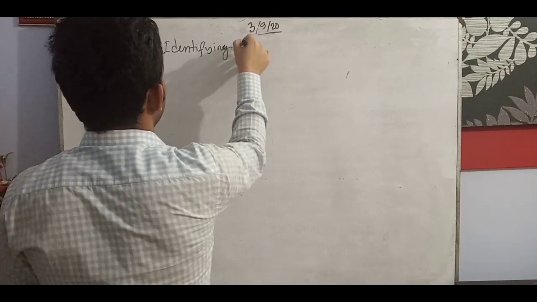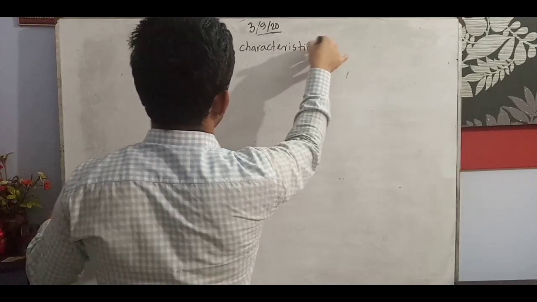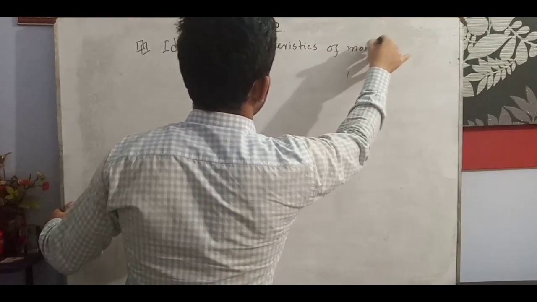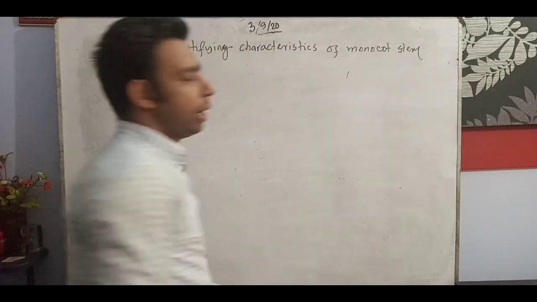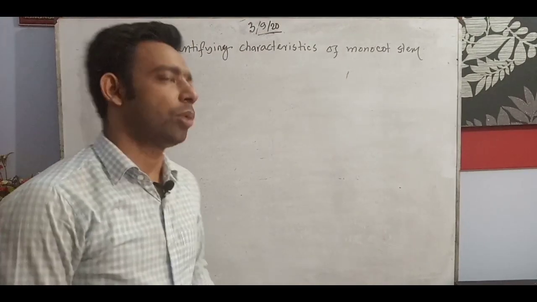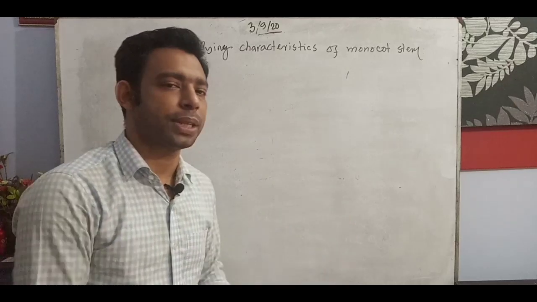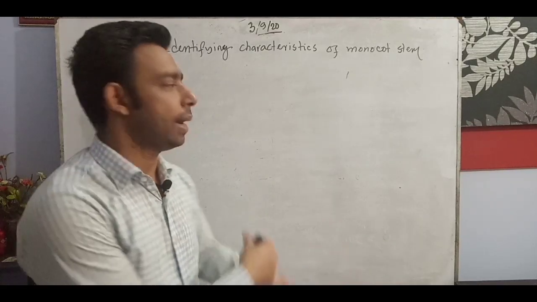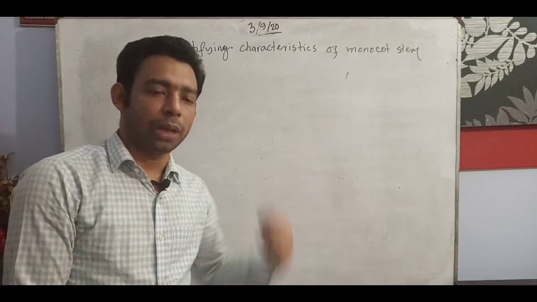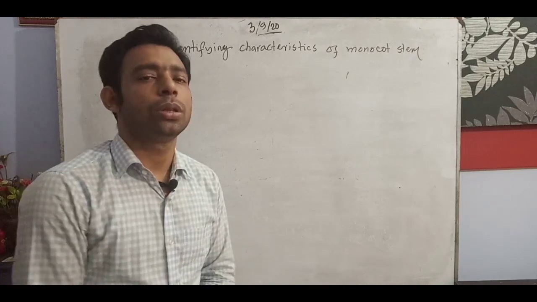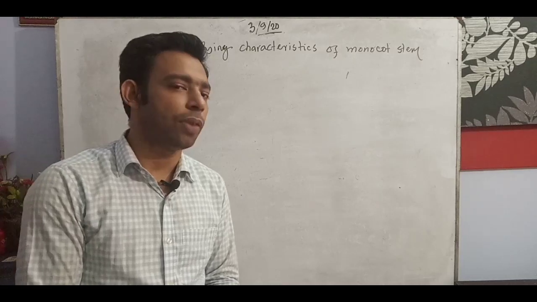Identifying characteristics of the monocot stem. Yesterday we learned many things about the monocot stem and its structure. We drew the figure and connected the parts: the epidermal layer, hypodermal layer, endodermis, vascular bundle, epidermal tissue, ground tissue, and vascular tissue. Now, how can we find the identifying features of the monocot stem?